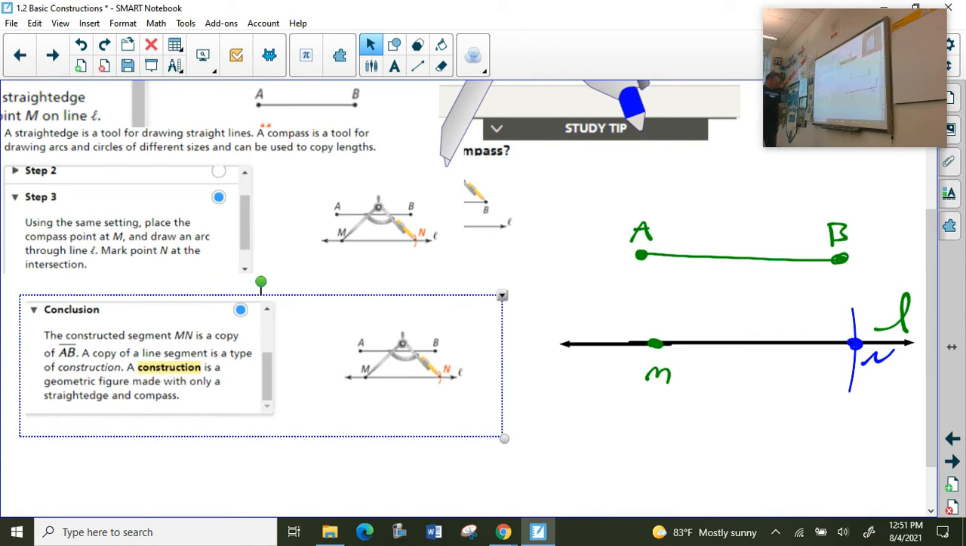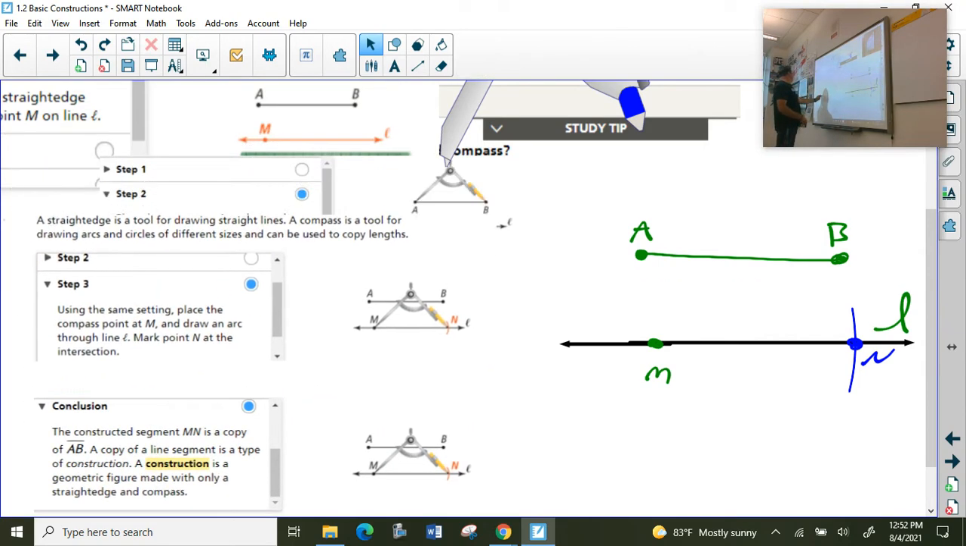We just did a construction of a geometric figure. A construction of a geometric figure is made only using a straight edge and a compass. So what is a construction? Using your compass, using your straight edge. Not really much to that one. That one's a pretty basic one.